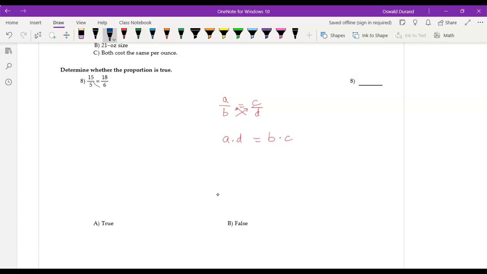So here we have 15 times 6 is equal to 18 times 5. So let's see if that's going to pan out. This is going to be 90, I believe. And this is going to be 18 times 5 is 80. No. 18 times 5. 90. It's 90. So those two, this proportion is not true. So those two fractions are not equivalent. Okay? All right.